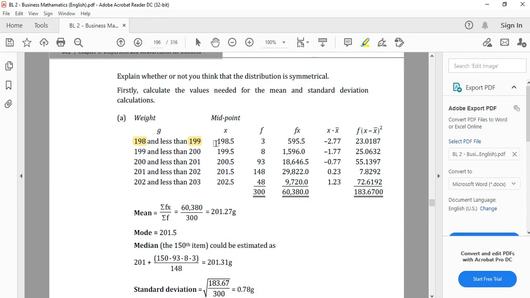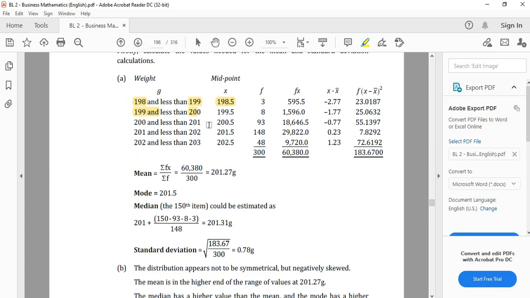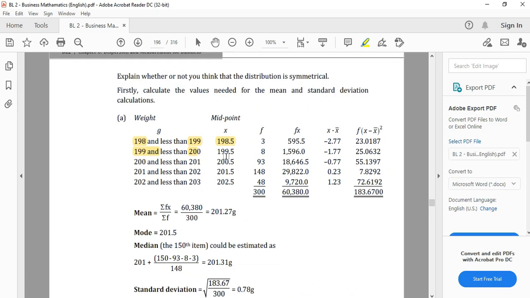So it will be 198.5, the middle value. Then 199 to 200 will be 199.5, 200 to 201 will be 200.5, then 201.5, likewise. Then they took the frequency from the question and multiplied the midpoint by the frequency.